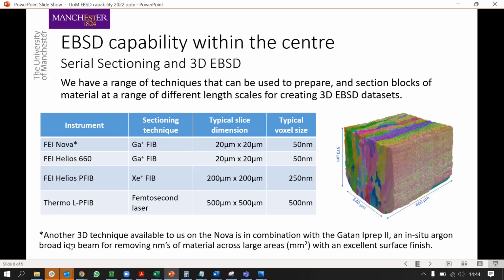Oh, and at the bottom here, I've just tacked on that we have another 3D EBSD technique available, which is a broad ion beam that we have attached to the NOVA. That is a little shuttle technique that takes the sample out, gives it a quick broad ion beam polish and puts it back in. The advantage being that you can mill away a very large area with a very high Z resolution, just removing a few nanometers at a time, and then target particular features with which to do your 3D EBSD studies.